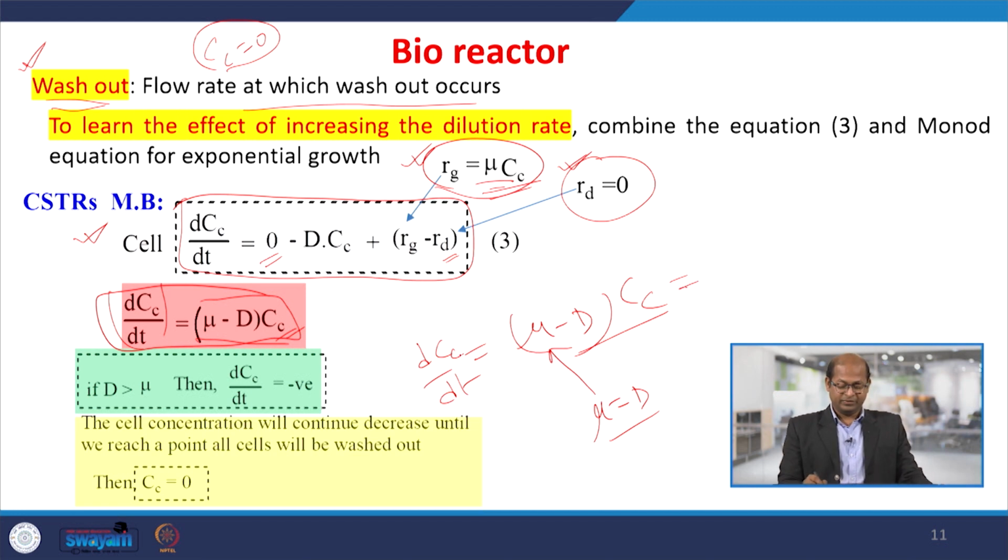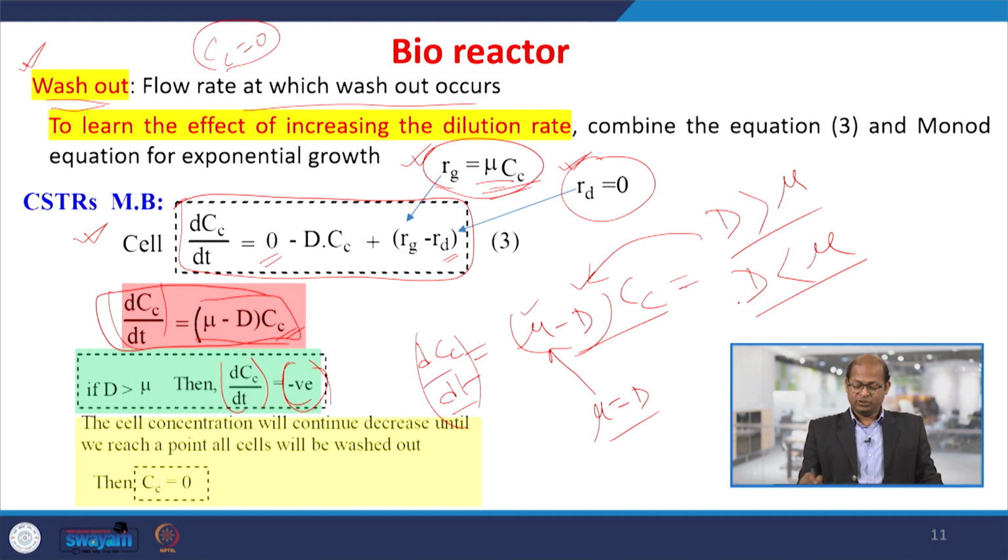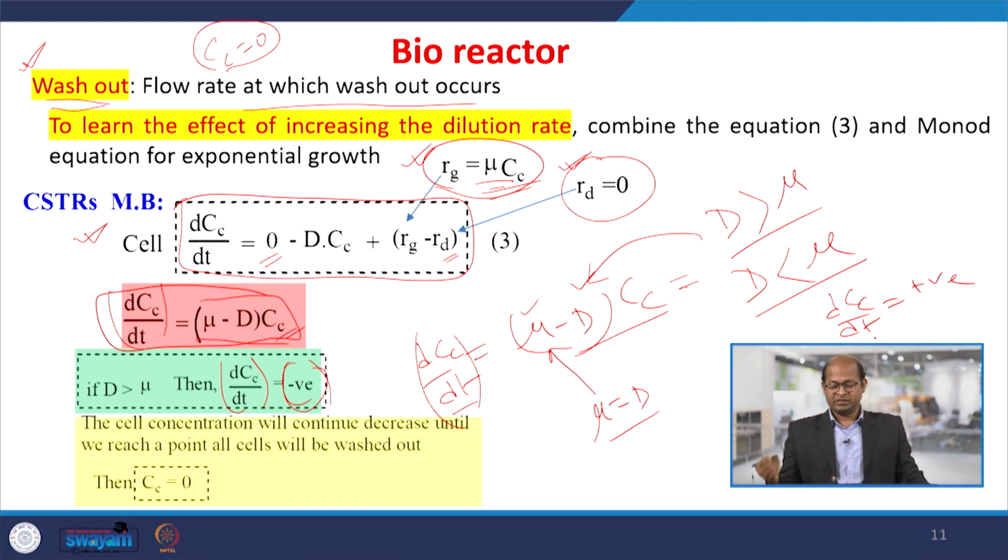If D is greater than mu, then dCc by dt would be negative, the right-hand side being negative. Under these conditions, the rate of change of cell concentration per unit time would be negative. If mu is greater than D, then dCc by dt would be positive, and the rate of formation will increase.